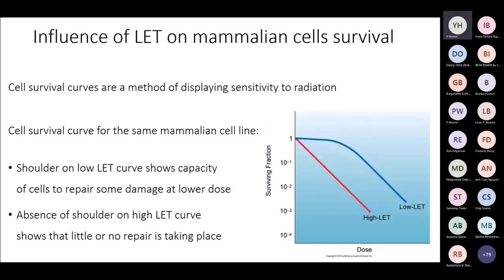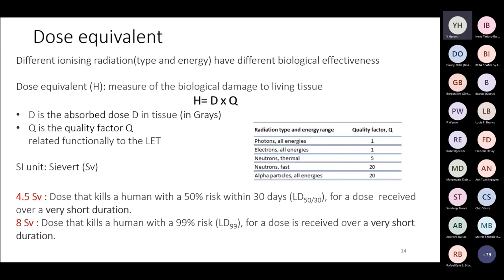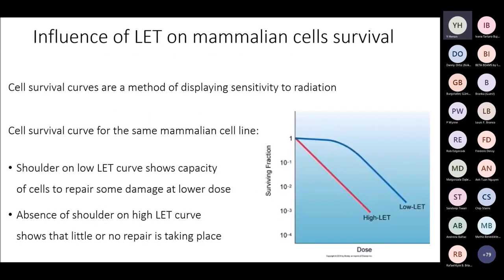So if you look, for example, at this graph of the dose delivered to mammalian cells, comparing two types of radiation, one with low LET and one with high LET, you see that for the low LET there is a shoulder, which means that there is still some capacity for the DNA to repair some of the damage. This does not happen with high LET, where no or minimal repair is taking place.